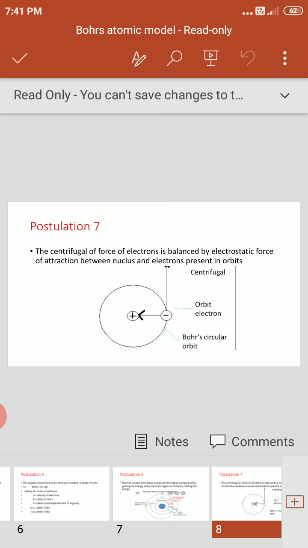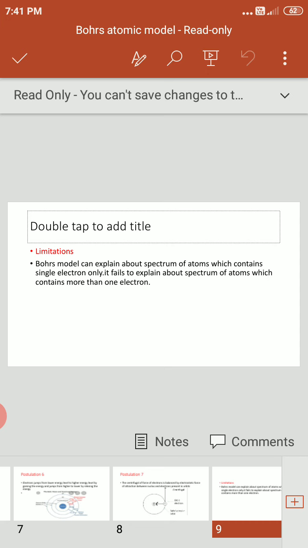Here also the electron tries to move away from the nucleus, but it is balanced by the attraction between the positively charged nucleus and the negatively charged electrons. These are the seven postulations of Bohr's atomic model. Next, this theory also has some limitations.